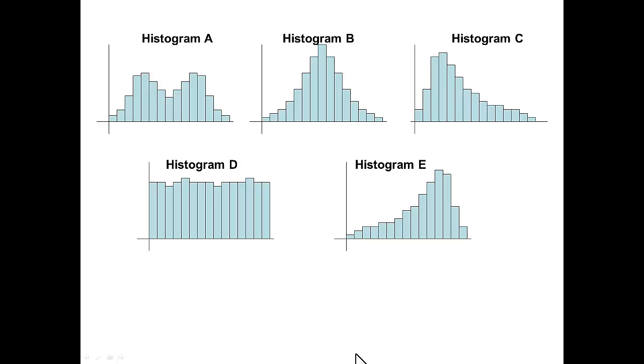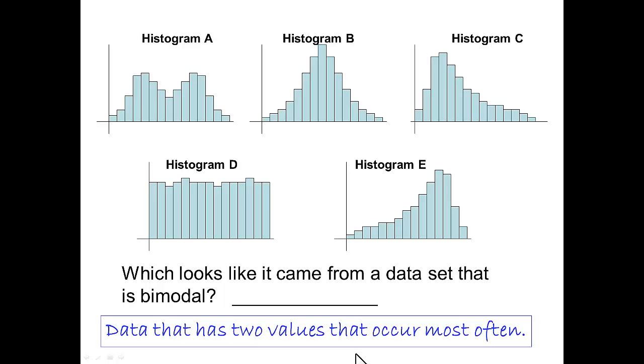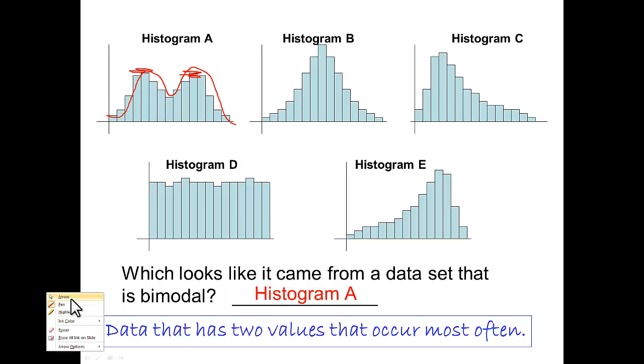One last shape then to describe: which looks like it came from a data set that's bimodal, data that has two values that occur most often. And that, of course, leaves us histogram A. It has a peak and then a second peak, so there are two areas that have peaks, or occur most often.